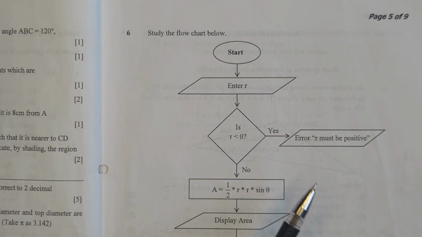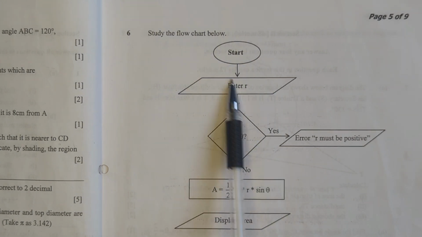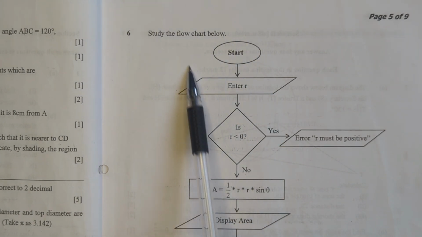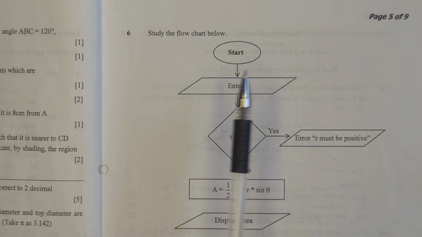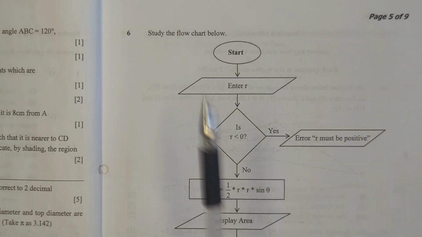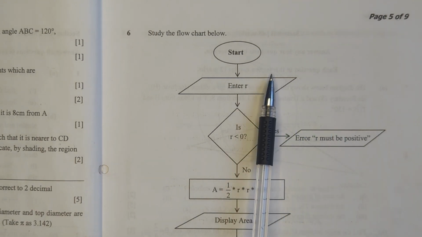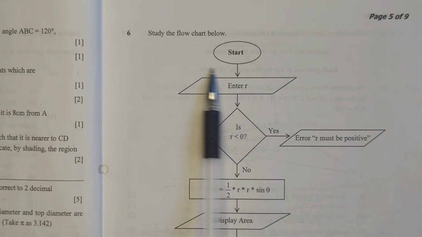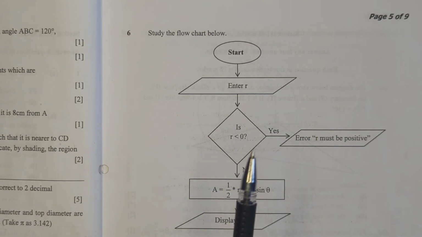Now under this topic you need to understand the language and also the symbols that are used. This is the oval shape, the shape where we write start, stop, begin, end. And this is the parallelogram, which is for input, display, or output.